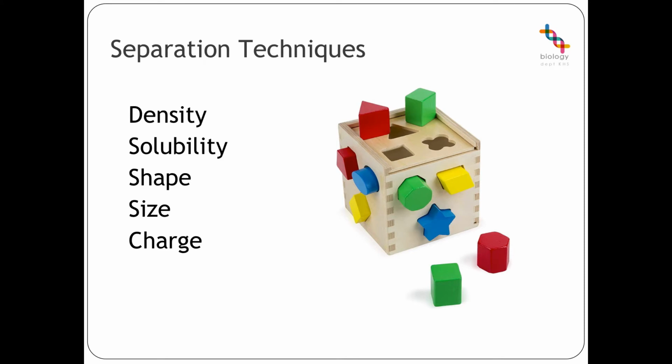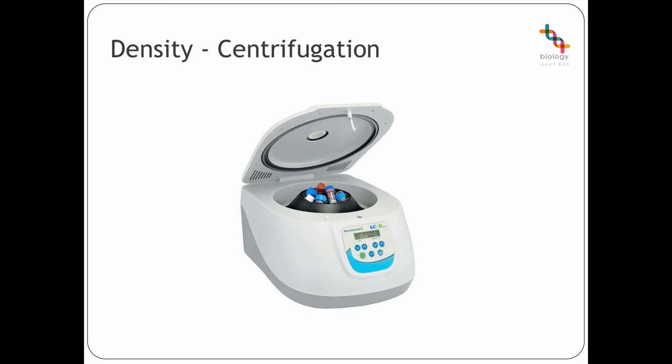So to consider separation techniques in their entirety, when we are carrying out any kind of practical work in the lab, sometimes we need to separate different substances from each other. And depending on what substances are involved, this could be done on the basis of their density, their solubility, their shape, their size, or their overall charge. So we're going to take each of these properties in turn and look at the different techniques we can use in order to separate them out. To begin with, we will take density.